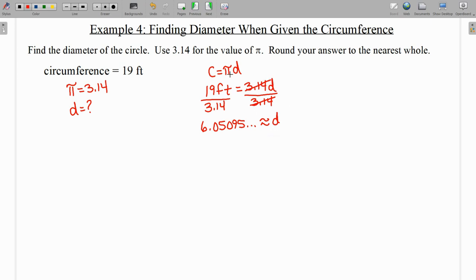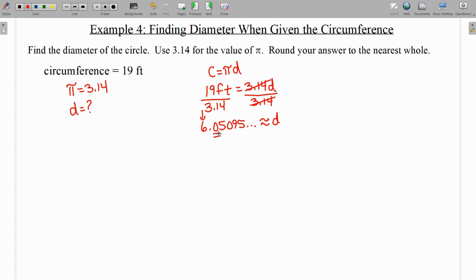Now, in our problem, they tell us that we're looking for the diameter, and they want us to round to the nearest whole number. Well, the nearest whole number is going to be one spot to the left of the decimal. So in order to see if we round this number up to a 7 or leave it as a 6, we have to look at the number that's in the tenths place, so the number that's one place to the right of the decimal.